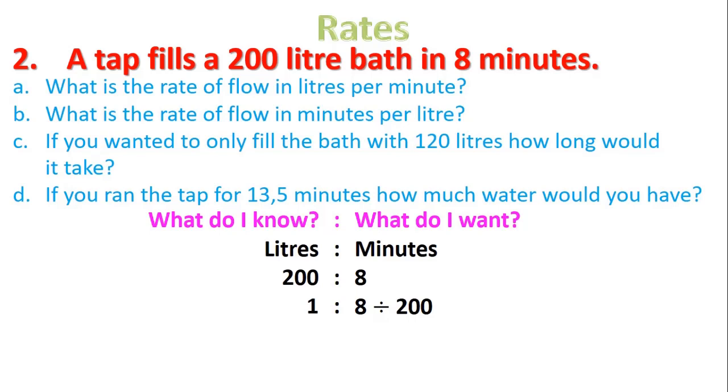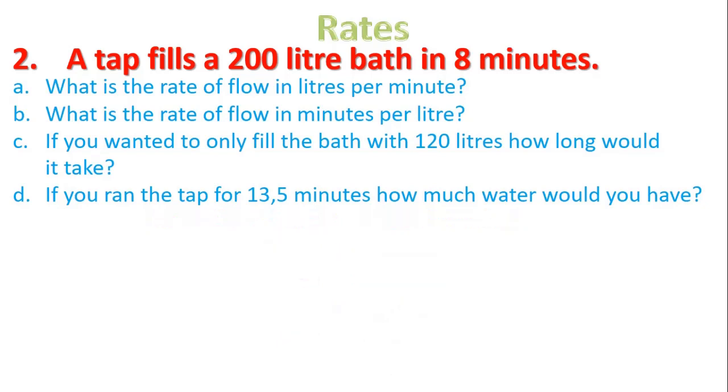Now the question doesn't ask how long it would take for 1 liter, it asks for 120 liters. And so if I want to have 120 liters, I take my 8 minutes divided by 200 and I times it by 120. I put that all in my calculator, I press equals, and I get 4.8 minutes. So 120 liters will take 4.8 minutes.